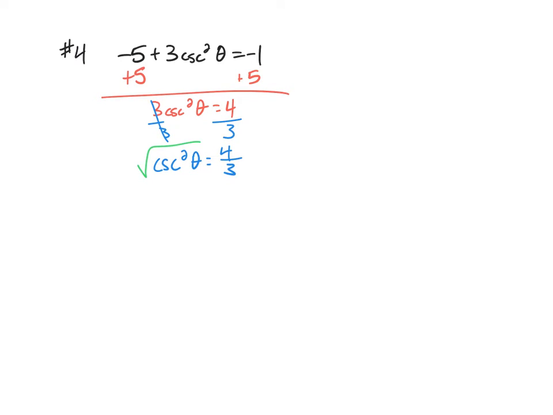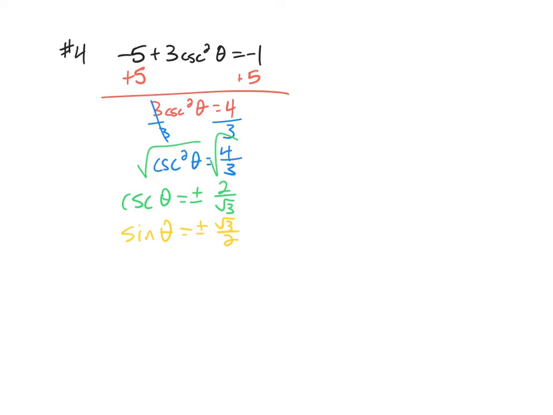And now I need to square root both sides. So when you square root both sides, you're going to get cosecant theta equals plus or minus the square root of 4, which is 2, over the square root of 3. Don't forget the plus or minus there. And cosecant, we want to work with that by recognizing its reciprocal is sine. So this is the same as sine theta equals plus or minus the square root of 3 over 2.